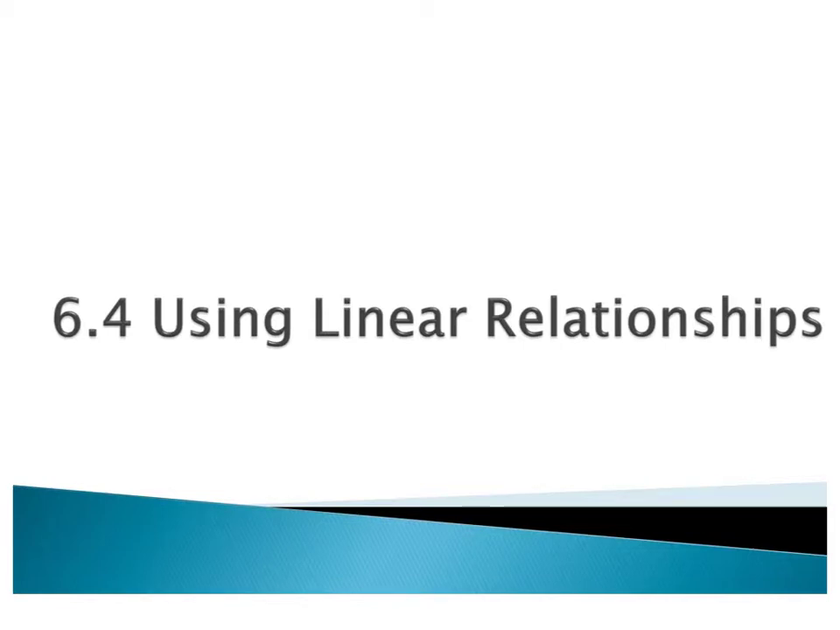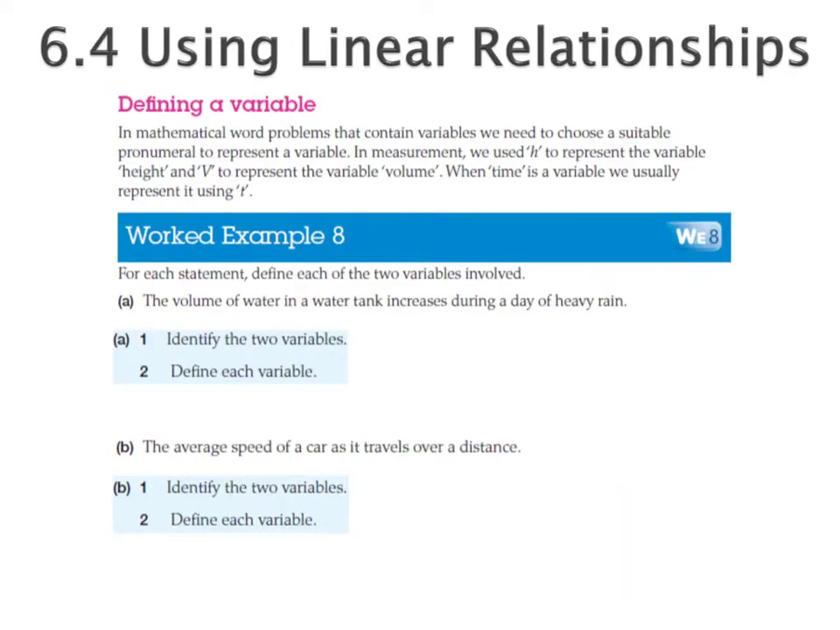Okay, so the next topic we're going to cover is using linear relationships, which basically ties in all the information that you guys have learnt throughout the chapter. So the first thing that we're going to start looking at is defining a variable. In mathematical word problems that contain variables, we need to choose a suitable pronumeral to represent a variable. In measurement, we used h to represent the variable of height, v to represent volume, and t for time.